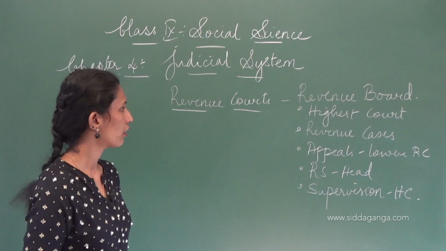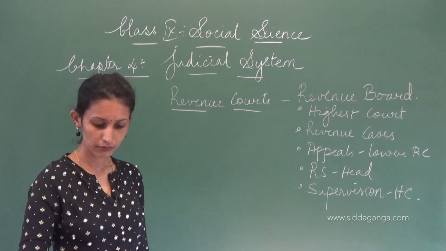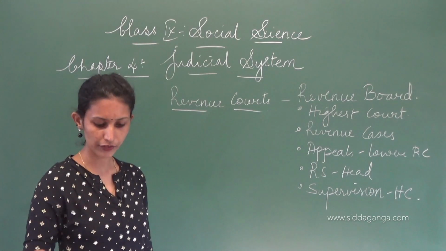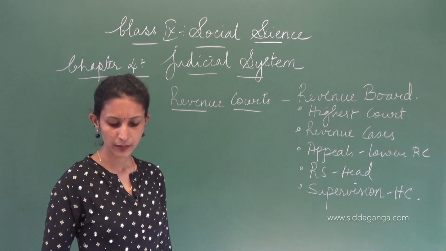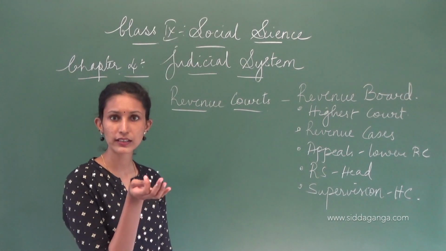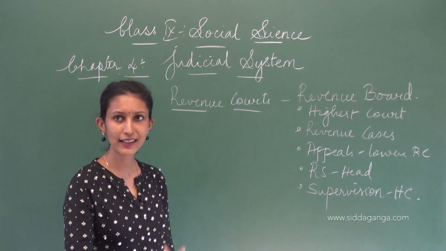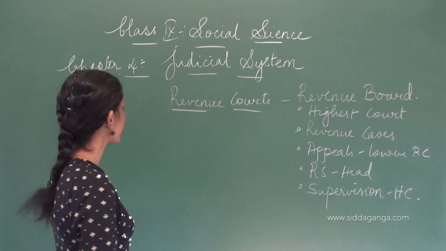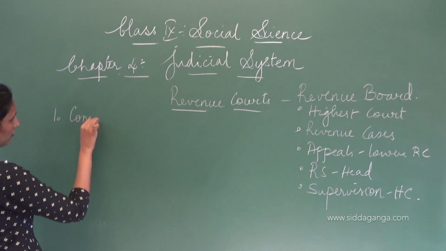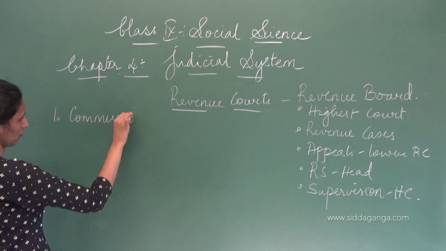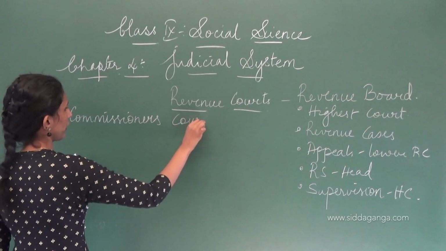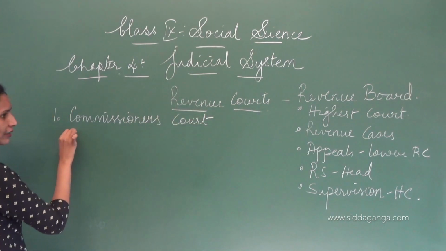Now make your notes here with the Tahsildar Court and Officers Court upside down, because the Commissioner's Court comes first. We have said the Tahsildar is the lowest court, isn't it? That is the grading that is given. So write Commissioner's Court first. Under that, make points like this.